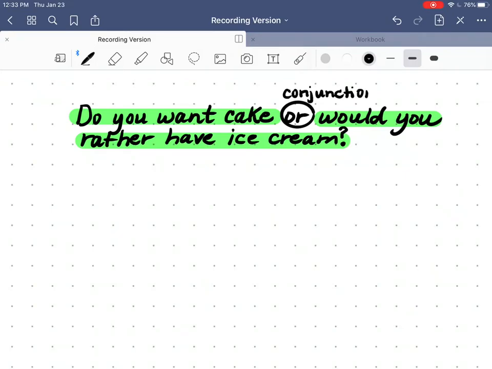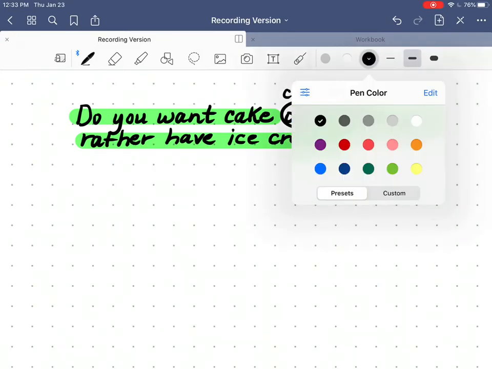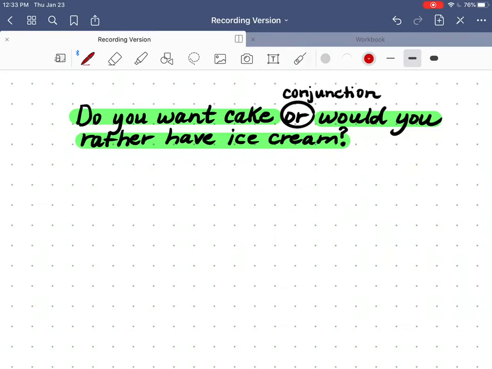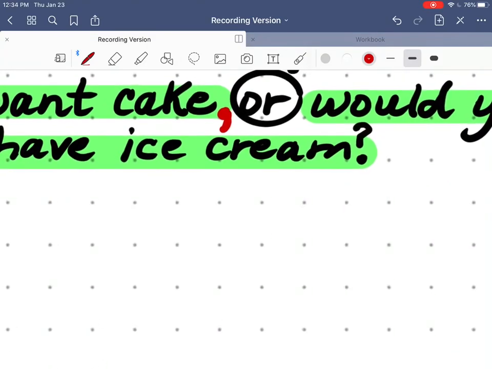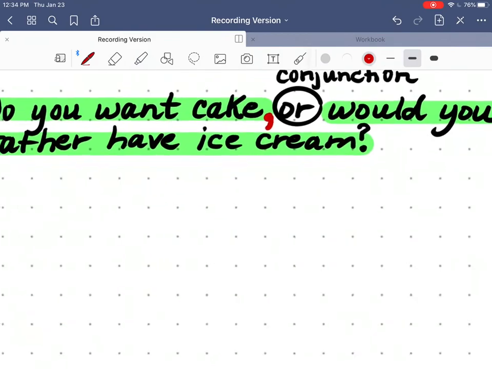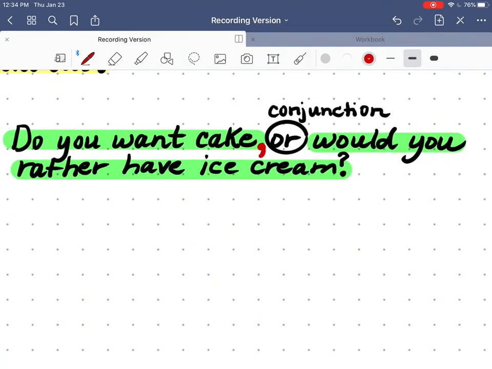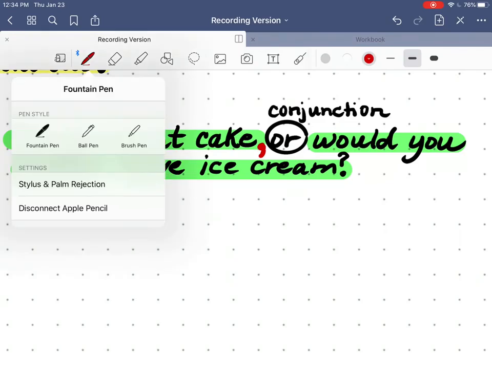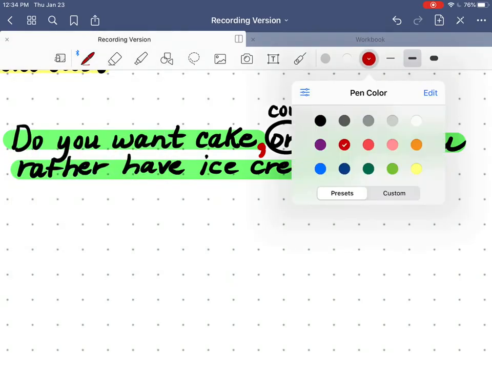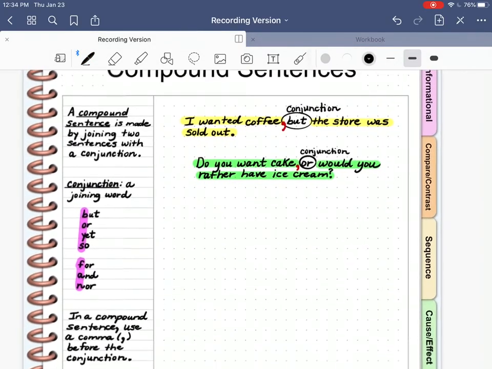And if I'm joining two sentences, I must put a comma where? Before the conjunction. That comma is acting as the stop sign for that first sentence. It's not a stop sign. It's acting as the punctuation for the first sentence. Okay, so we have used a sentence with or.